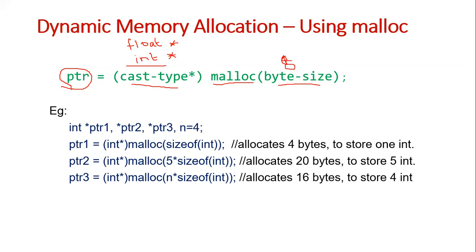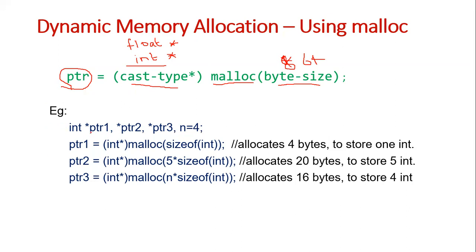Okay. If, in the byte size place, you give 64, it will allocate 64 bytes, where you can store 8 integers. Okay. So this is the syntax. So here is the example of how we normally use malloc.